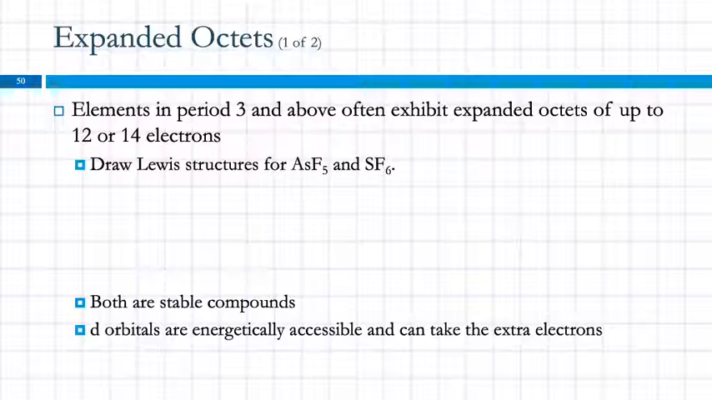So incomplete octet, then we have the opposite, which is expanded octets. These happen for the bigger elements. So these are the elements in period 3 and above. Now, the word above there, it means the number is above 3, not that it's above on the periodic table. But either way I say it, it's going to be confusing. But it's the big ones. These can often have expanded octets, not just 8. They can go to 10, 12, or sometimes even 14 electrons, because they're big.